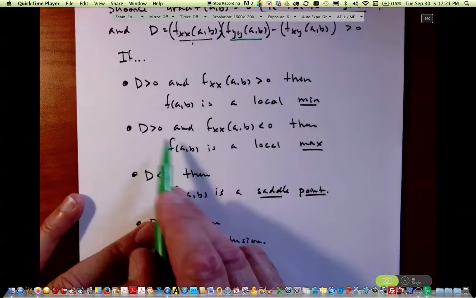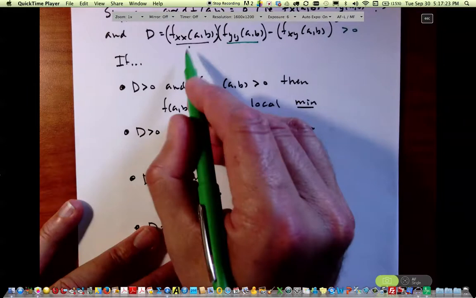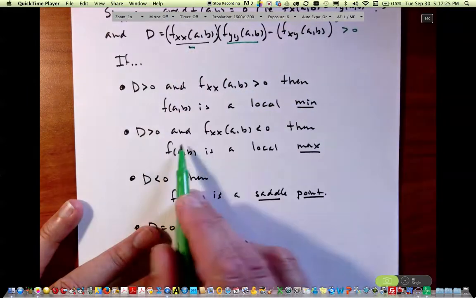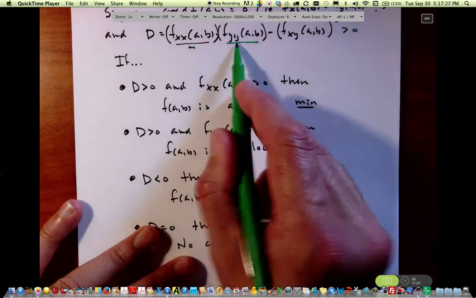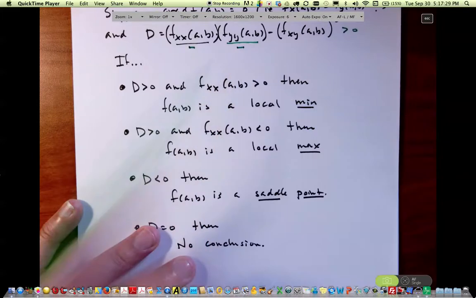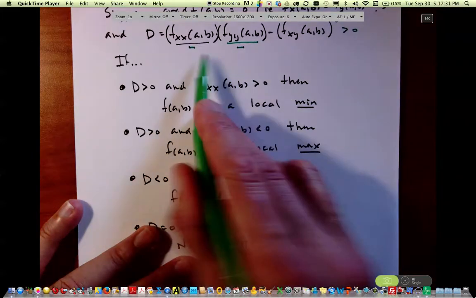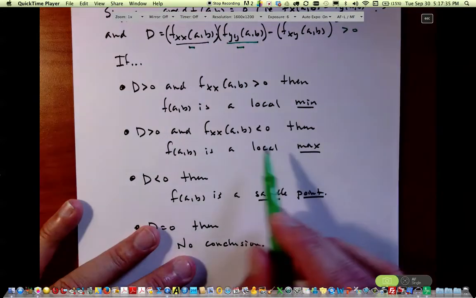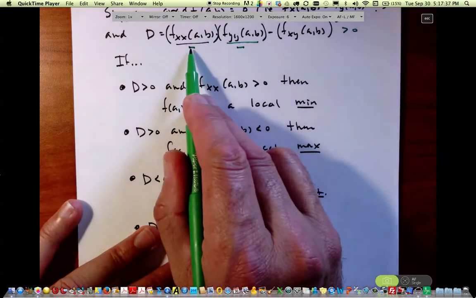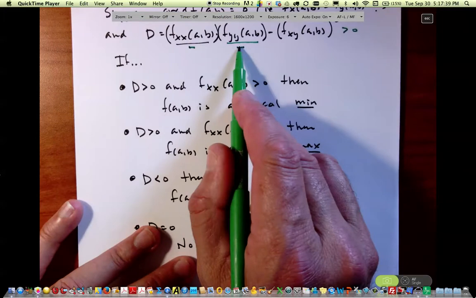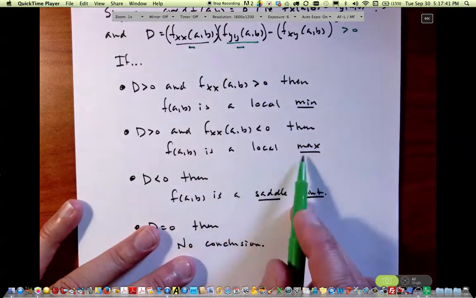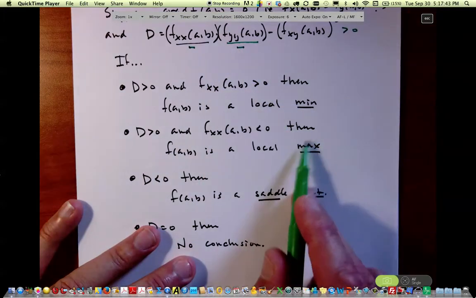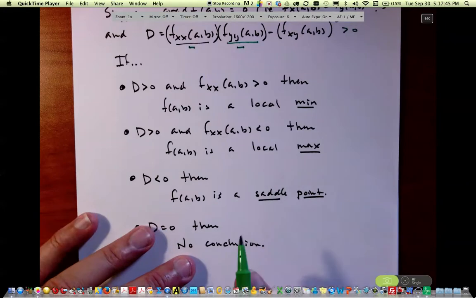And then vice versa, if the discriminant is positive and fxx is negative, then fyy also has to be negative. There's no way that we can end up with a positive product unless this product is positive. So what happens is concave down in the x direction, concave down in the y direction. If it's concave down in both directions, that's going to correspond to a local maximum.